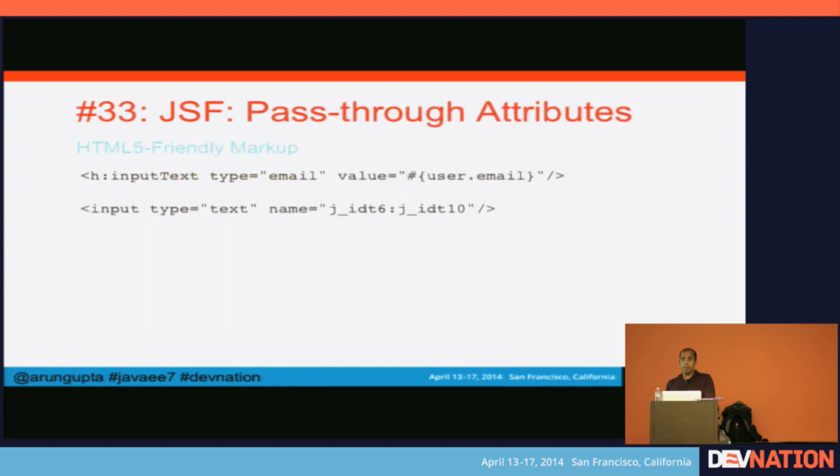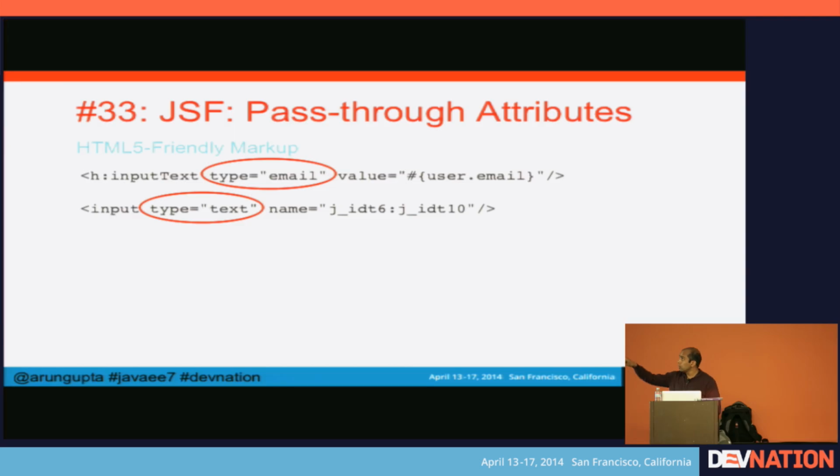JSF also defines pass-through attributes. So if you define, for example, an h:inputText with type equals email. The way JSF works is, there is a rendering component, an HTML render kit at the back end, or a UI component. Those two together work to generate the corresponding HTML for you, which is then presented back to you. Now, in this case, with an h:inputText, type=email would be converted to type=text, because it says, hey, I don't understand what type=email is, but I know this is input text, so type is going to be text.